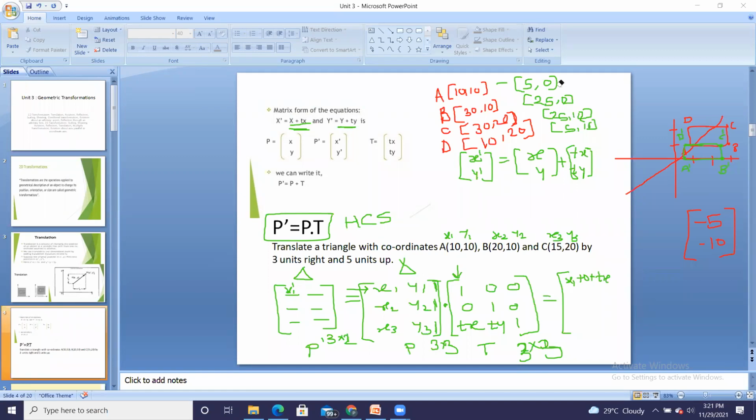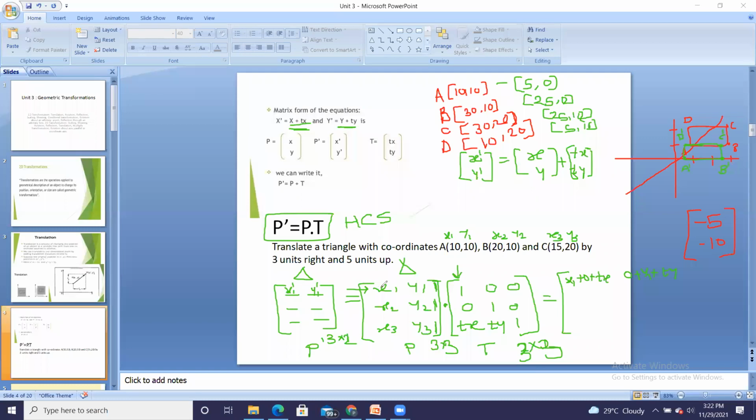Similarly, what is the multiplication of first row and second column? So first row x1 into 0, that is 0, plus y1 into 1, that is y1, plus this 1 into Ty, that is Ty. So what is this? y1 plus Ty. It is your y1 dash, which is our required formula. X dash is x plus Tx and y dash is y plus Ty. So ultimately I am going to get the same thing.